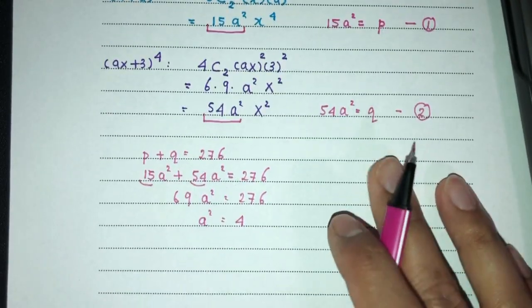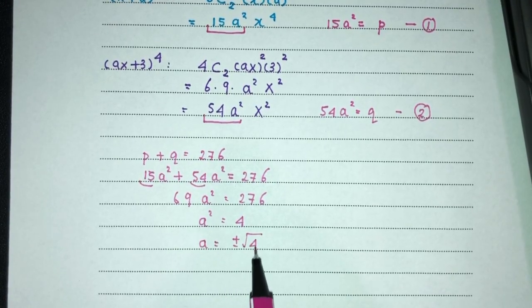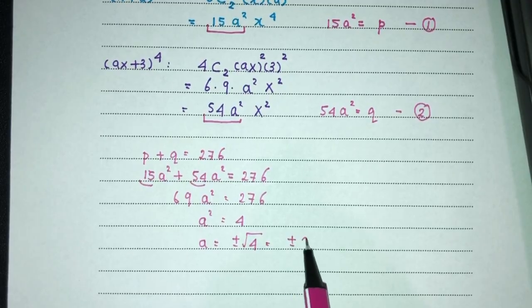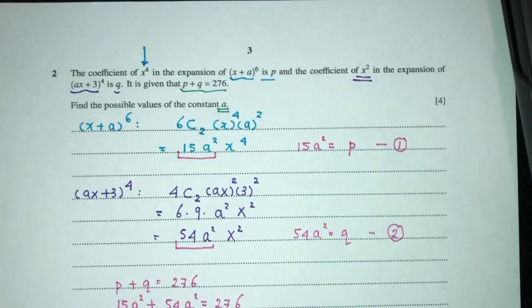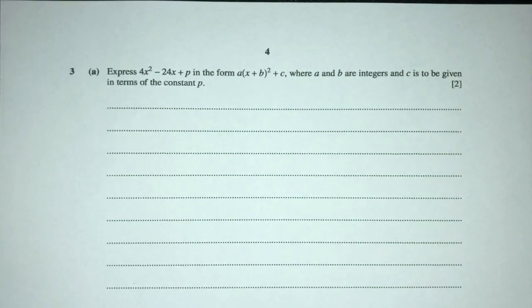Therefore, the possible values of a, that should be plus minus square root of 4, that should become plus minus 2. There you go. And this is your question number 2. Now let's move on to question number 3.